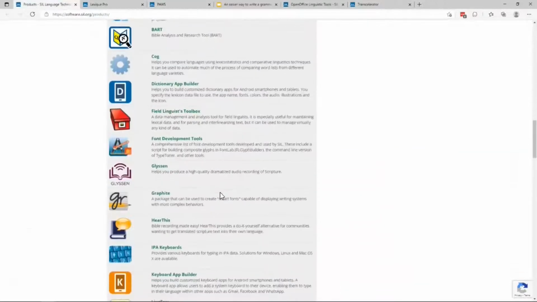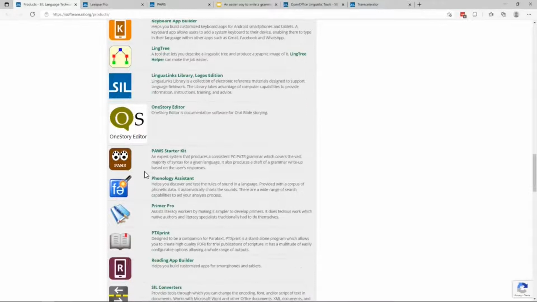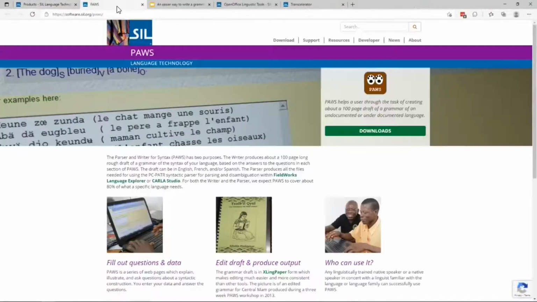PAWS, I got intrigued by PAWS simply because of the logo. It's two little paws. I never really looked at it, but the logo always intrigued me. I just thought it was fun. So we're going to look at it now. PAWS, as it turns out, is a parser and a writer for syntax, where the word PAWS comes from.